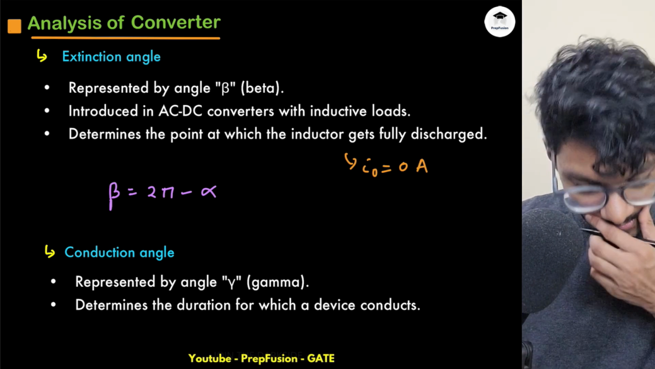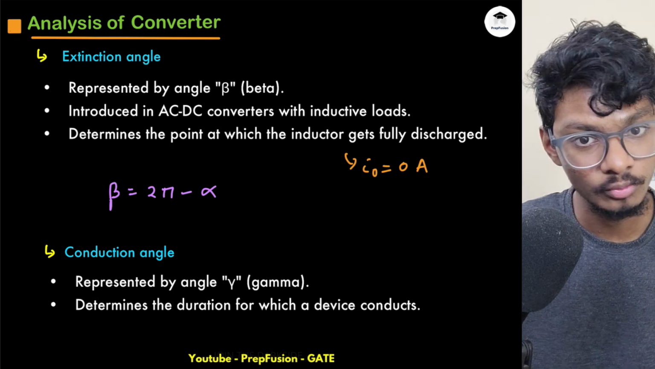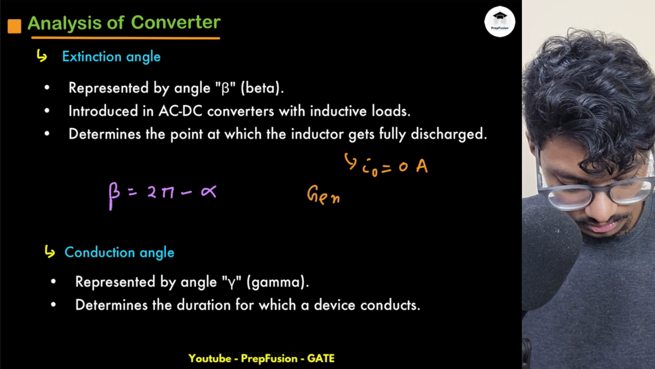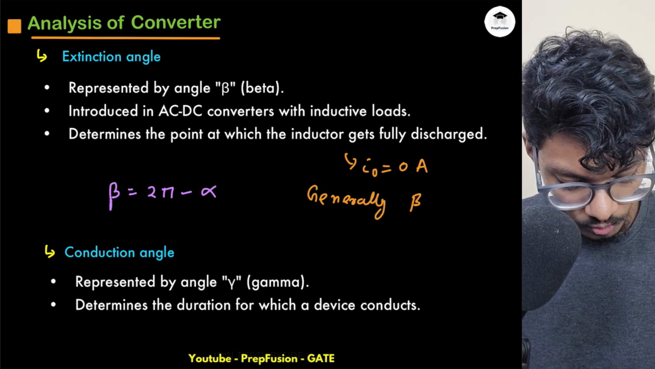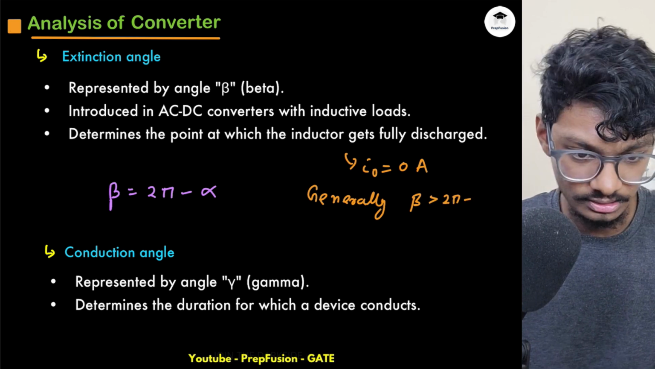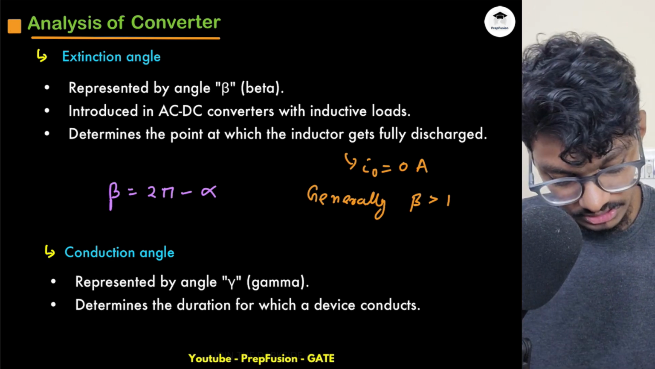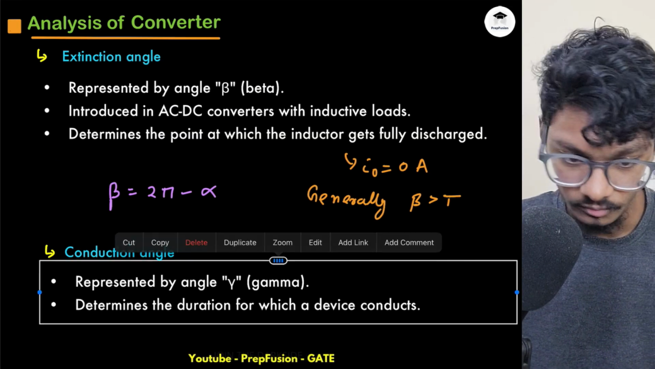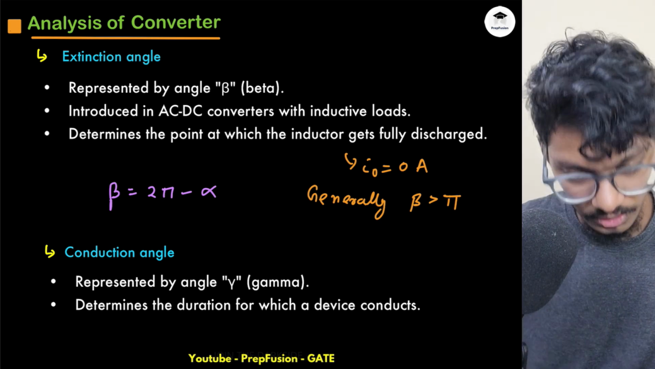Generally the case is that beta equals 2 pi minus alpha, and at 2 pi minus alpha the current becomes 0. In most cases beta will be greater than 2 pi minus alpha, and only then will motoring action happen, else motoring action won't happen. But generally beta is greater than pi, though this can change as well. Beta can be less than pi as well.